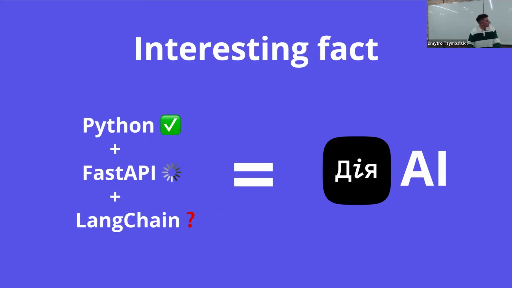But actually, this stack is used in the creation of Dia AI. Have you heard about Dia AI? It's a helpful assistant that will help you with some government questions. It works on a web platform, so you can, for example, ask a question about some government services, some administrative services, and it will help you. It will answer you. So yeah, it's another proof that this technology stack is relevant, and FastAPI is soon to be an industrial standard.